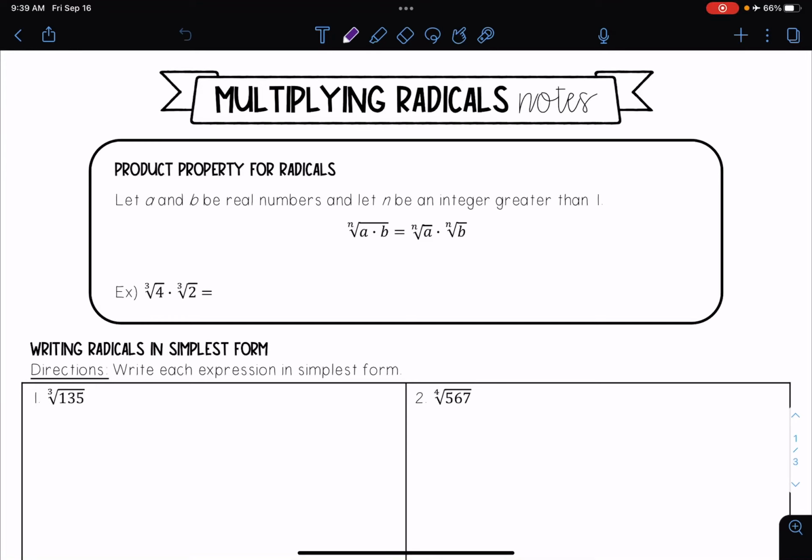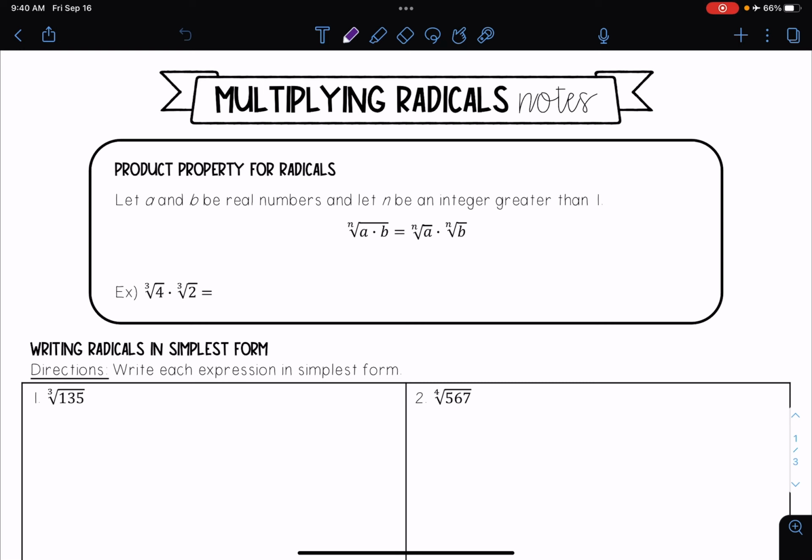Hello everyone, so we're going to be talking about multiplying radicals. Something that we have with radicals is the product property for radicals, and that tells us that if a and b are real numbers and n is an integer greater than 1, then the nth root of a times b is equal to the nth root of a times the nth root of b. And this really comes from our power of a product and power of a quotient property from our previous lesson.